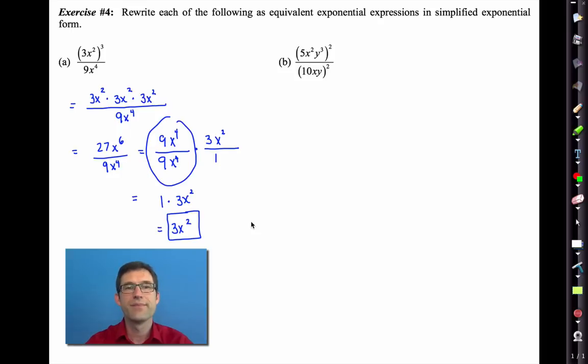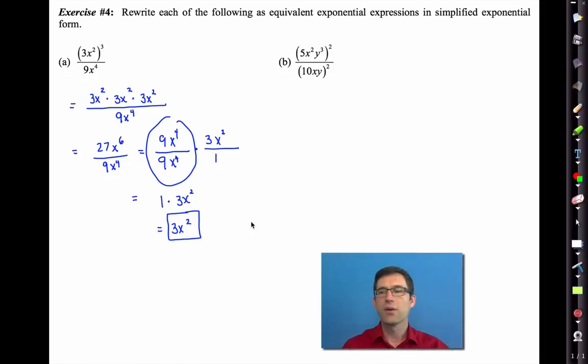All right, letter B looks like a beast, and you do have to manipulate both the numerator and the denominator before you can even start simplifying. So pause the video now and take up to 5 minutes to work on letter B, okay? All right, let's go through it. So letter B.